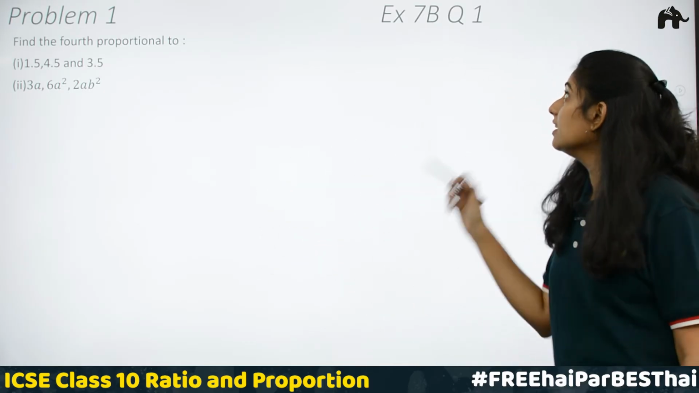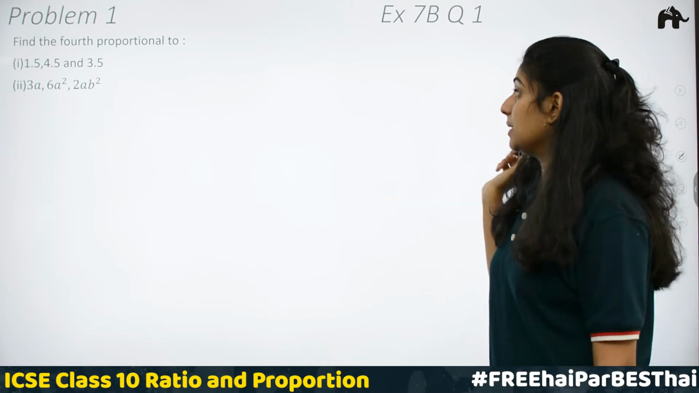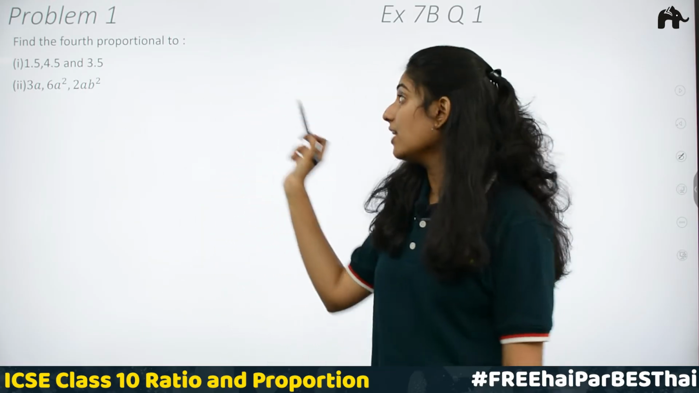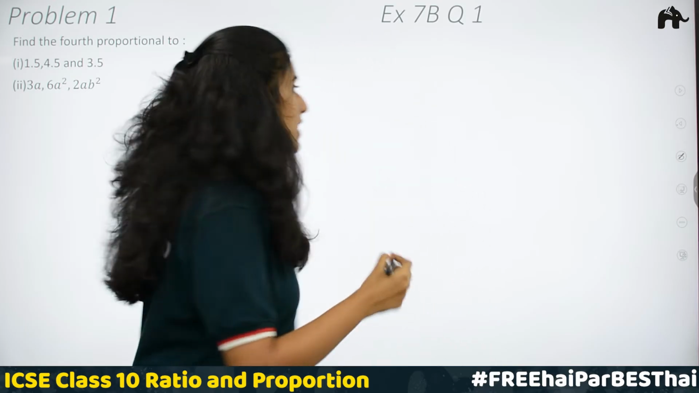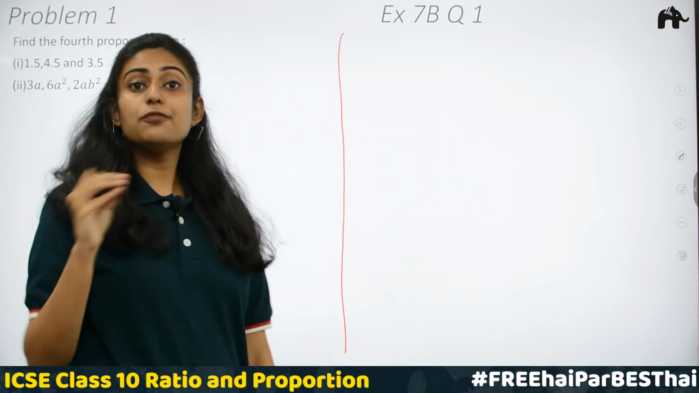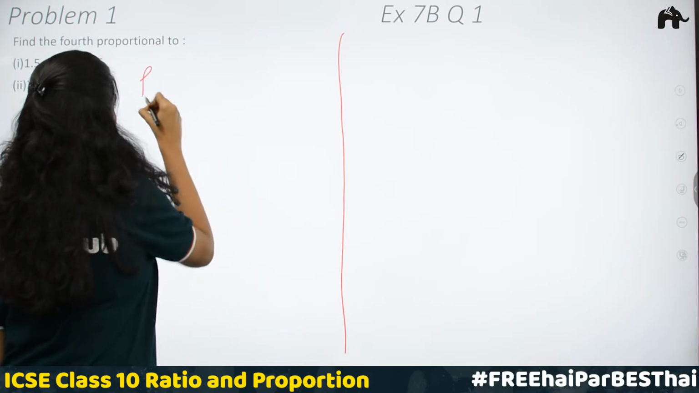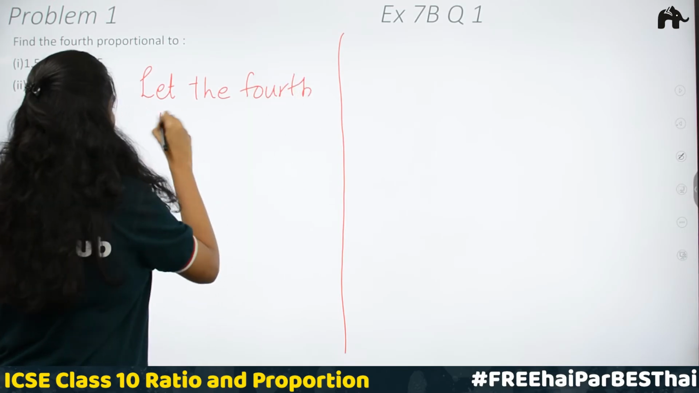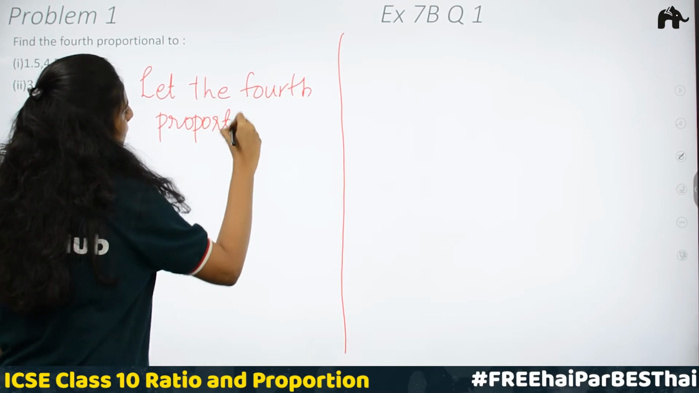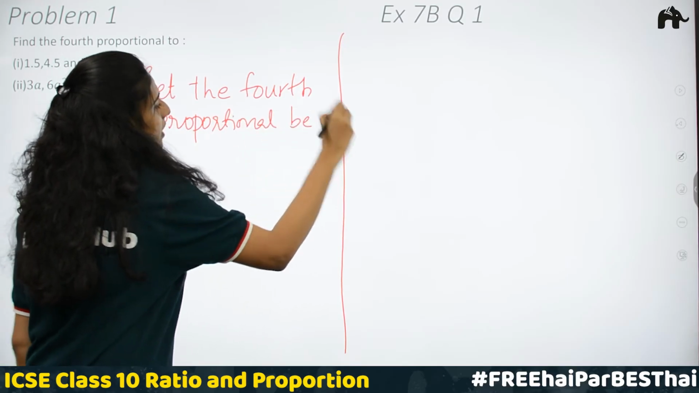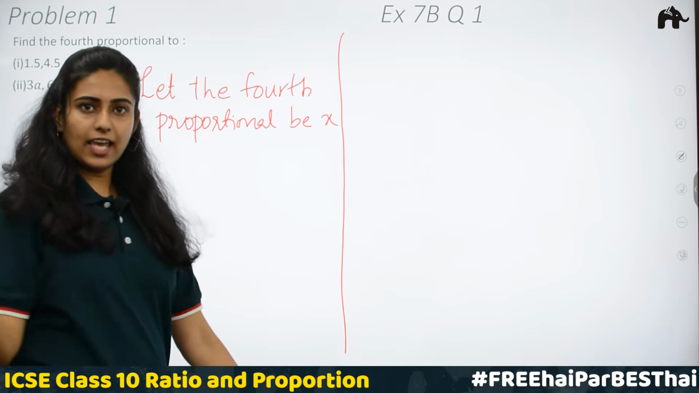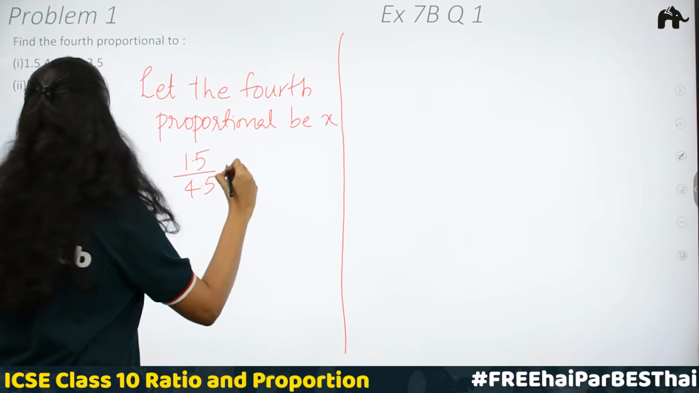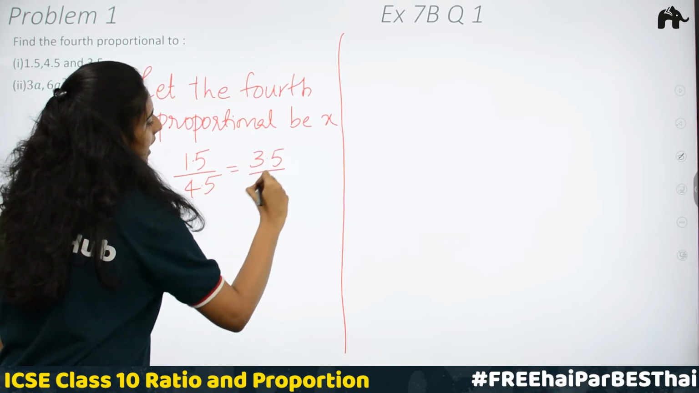Now let us solve more questions from exercise 7B. Here is our first question. Question 1 of exercise 7B. Find the fourth proportional to 1.5, 4.5 and 3.5. We need to find the fourth proportional. For that, let us suppose the fourth proportional as x. When we have an unknown quantity, we take it as x. So here this can be written as 1.5 by 4.5 is equal to 3.5 divided by x.